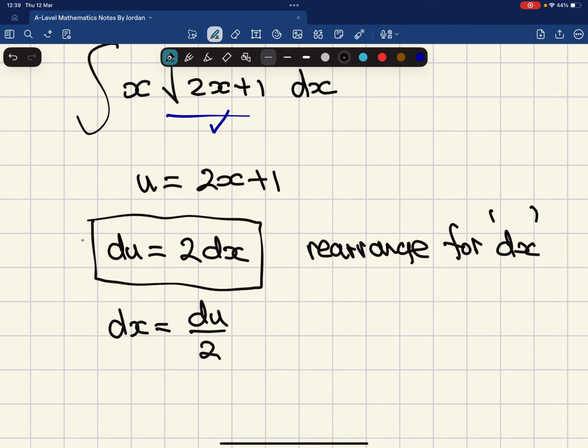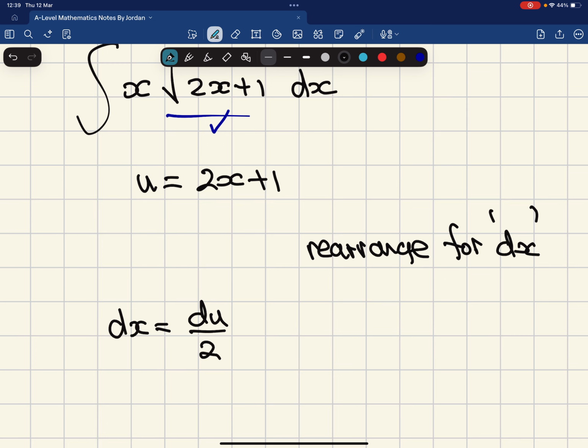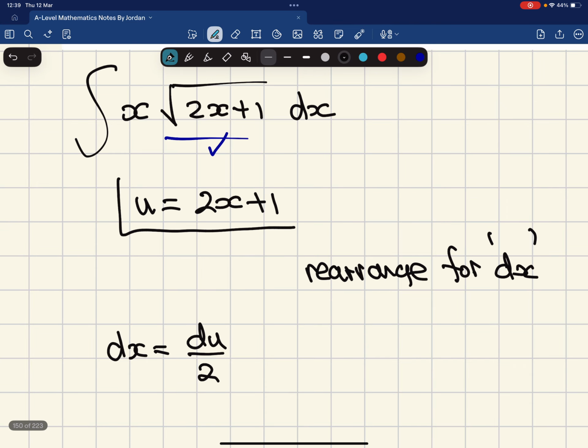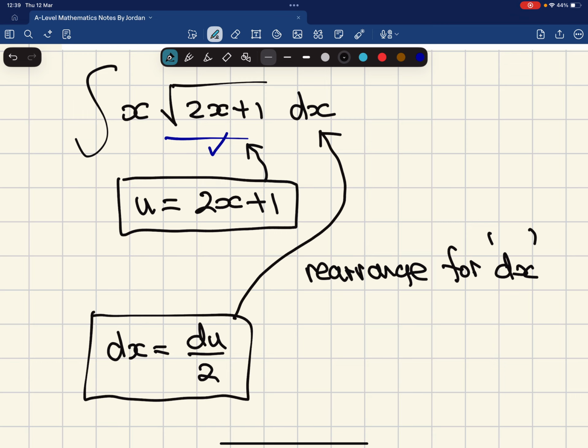So what I'm going to do is just rub this out now. I actually don't need this anymore. In fact, I'd rather have these looking clear. So that would be my substitution for that part. dx will be my substitution for that part, and so I can provide a tick here as well.